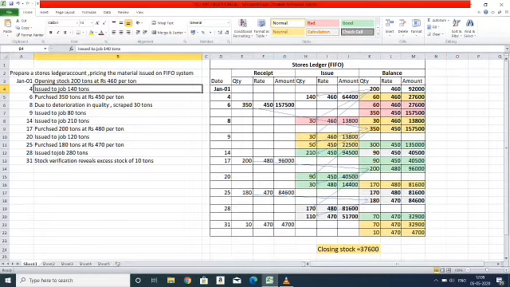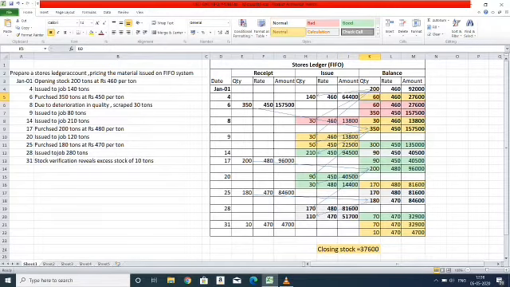Then on January 4, we issued to job 140 tons. We are following the FIFO method, first in, first out. We issue from our first receipt. We are issuing 140 tons. Then we have only one lot in our hand, so no problem. Then rate 460, then amount comes to 64,400.